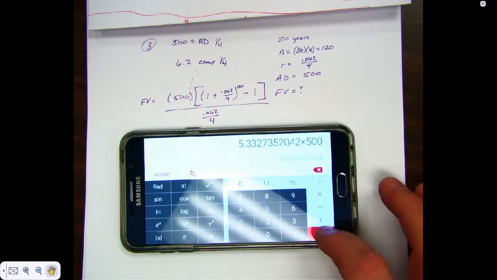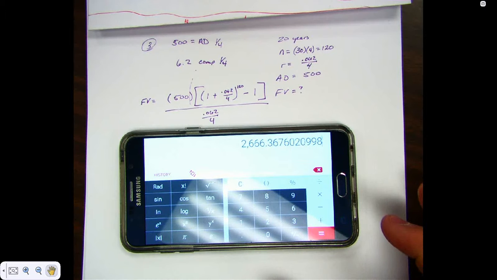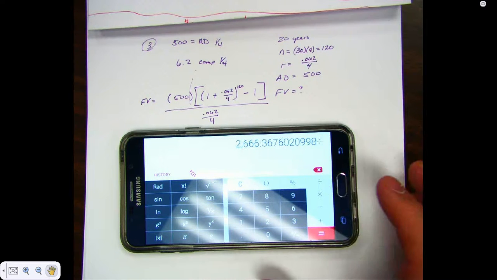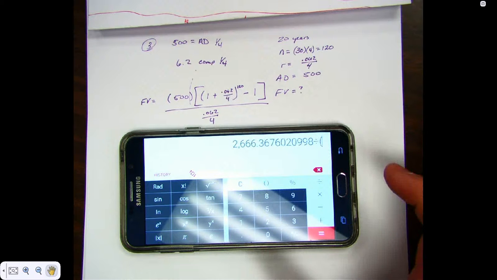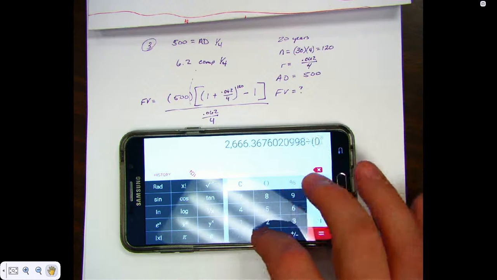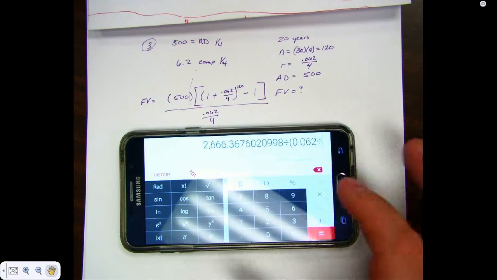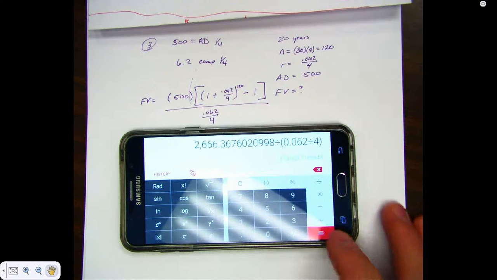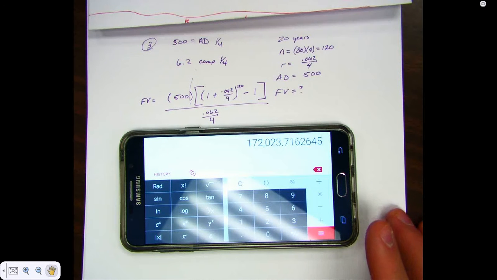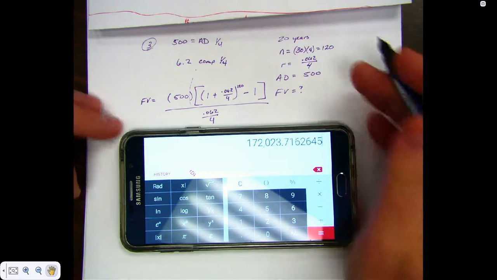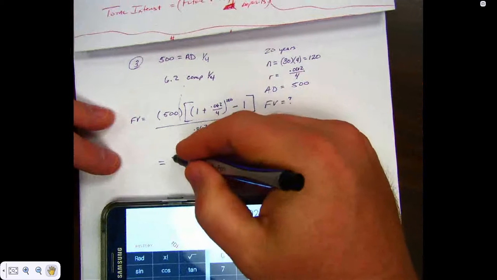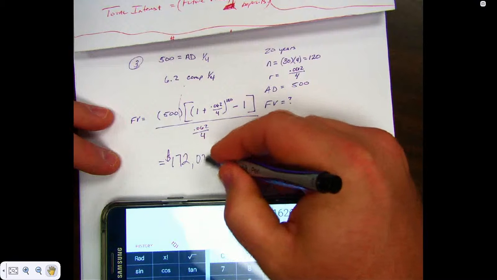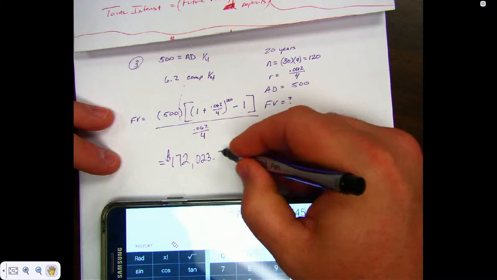Then I'm going to multiply that times 500, equals, okay, this. Now what I'm going to do is divide that by, and this is where you're going to need to use parentheses, .062 divided by what? 4. Close your parentheses, and that should be our number. Future value is $172,023.72.